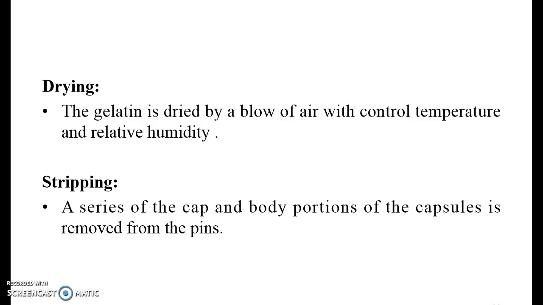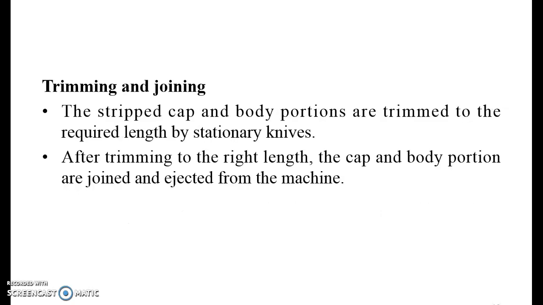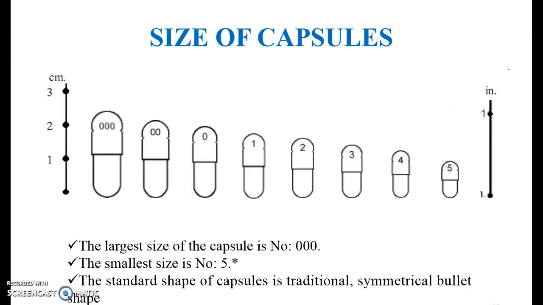After drying, the body or cap is removed, stripped from the pin, and then trimming is done. Trimming means whatever excess gelatin is adhered, or excess length is there, we strip it off with a knife or proper tool, so that we get the proper length of the body or cap and proper shape. After trimming, joining is done, meaning body and cap are joined and placed in a container. So this is the general process of how to prepare capsules. The same process is used to manufacture the different sizes of capsules.